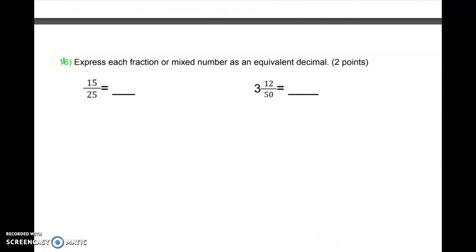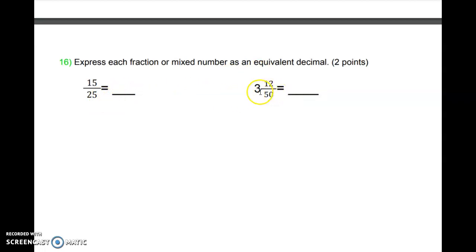Number 16, express each fraction or mixed number as an equivalent decimal. Well, first you need to figure out how I can make 25 a multiple of 100. So 25 times what equals 100? And then don't forget to multiply the top by the same number. Once you have your answer, you need to turn it into a decimal, okay? Because it wants you to express your answer as a decimal. So make an equivalent fraction and then write your answer as a decimal.